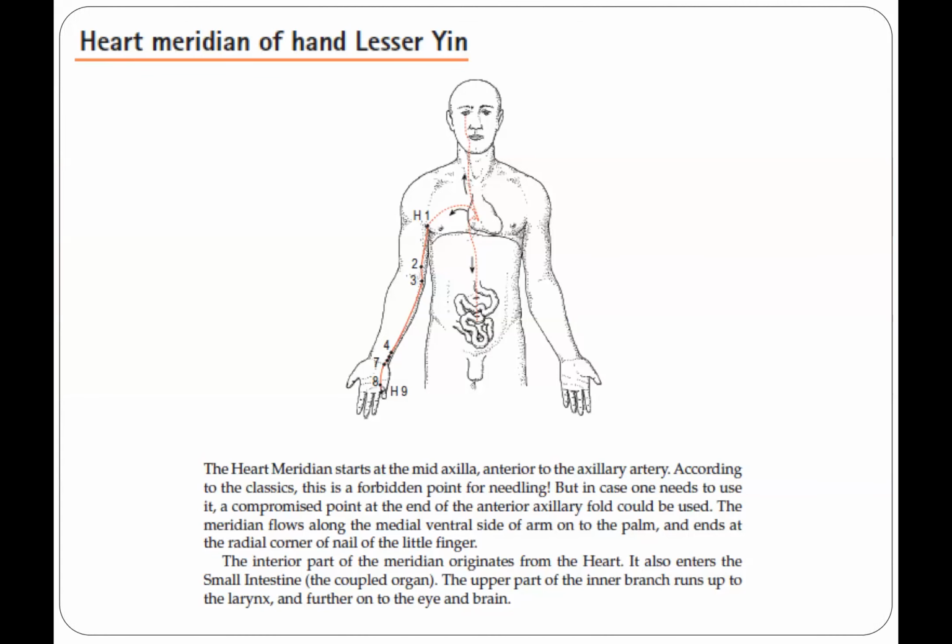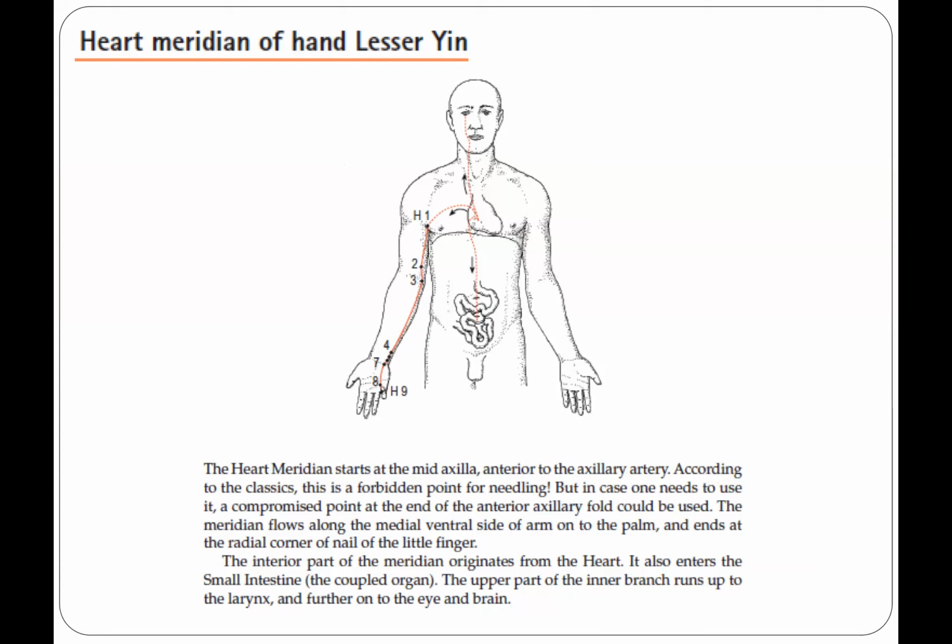The heart meridian starts at the mid-axilla, anterior to the axillary artery. According to the classics, this is a forbidden point for needling, but in case one needs to use it, a compromise point at the end of the anterior axillary fold could be used. The meridian flows along the medial ventral side of the arm to the palm and ends at the radial corner of the nail of the little finger.